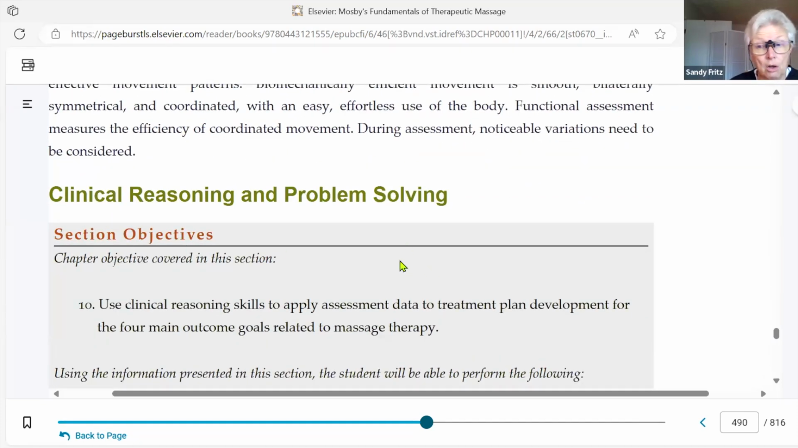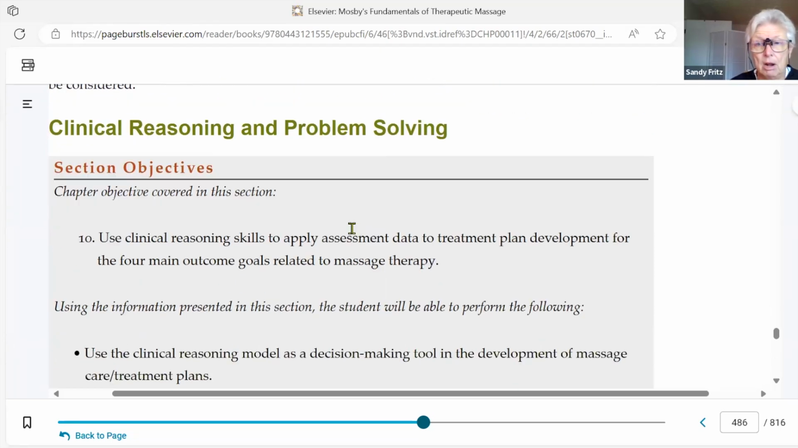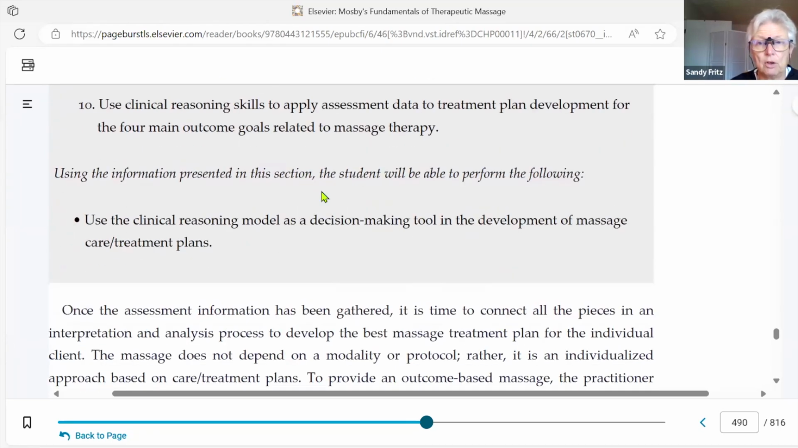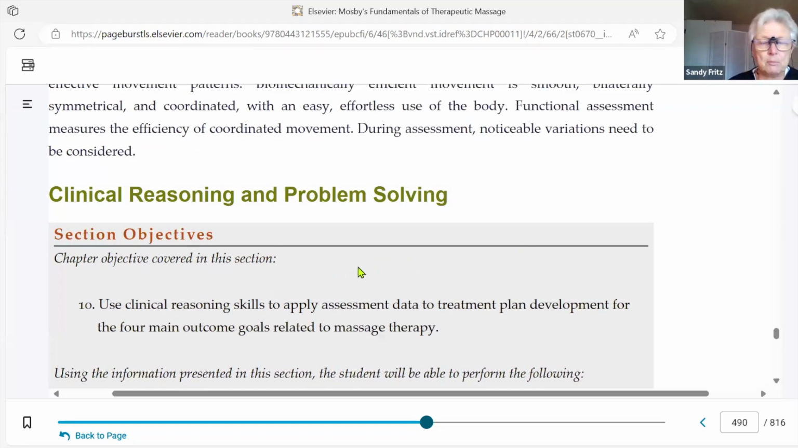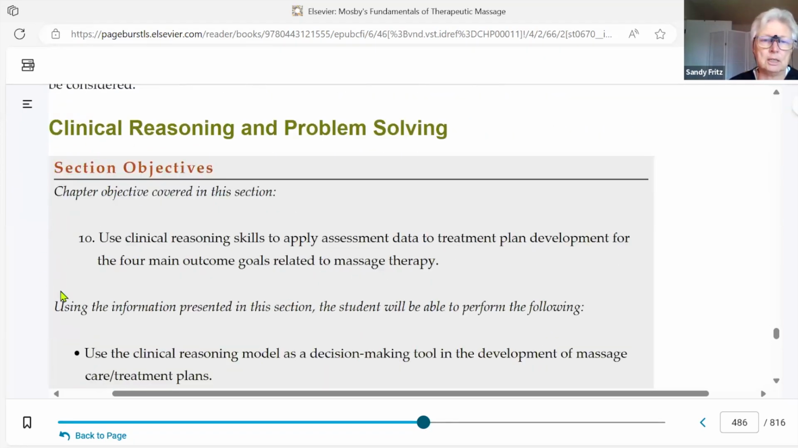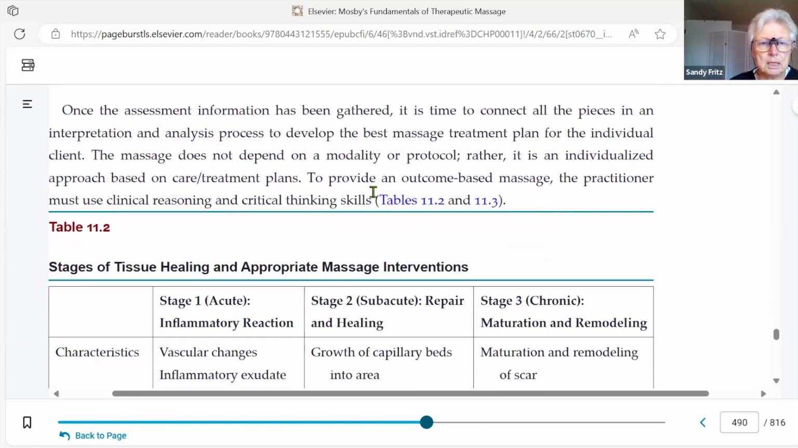This is all clinical reasoning and problem solving, all of it. It falls right into the whole idea of even the scientific method and how we gather information and how we have to analyze it. And then we provide intervention and how much and when, and then we have to reevaluate.